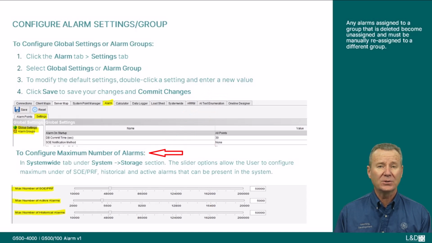To configure the maximum number of alarms, go to the System-wide tab under the System section. The slider options allow the user to configure the maximum number of SOE, PRF, historical and active alarms that can be present in the system.